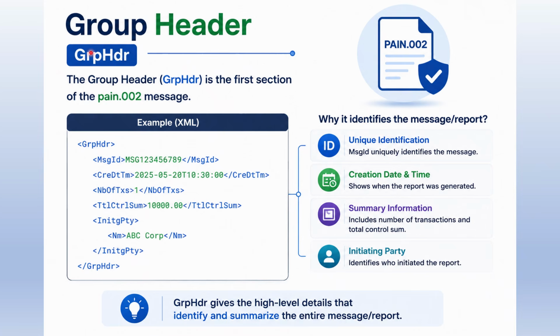Let's start with the group header, or GrpHdr. The group header contains information that identifies and describes the status report message itself. It can include information such as the message identification, creation date and time, and other header-level information. Think of it as the identity card of the message. Before we look at the actual payment status, the system needs to know: what is this message? When was it created? Which message or report are we dealing with? That's the role of the group header.